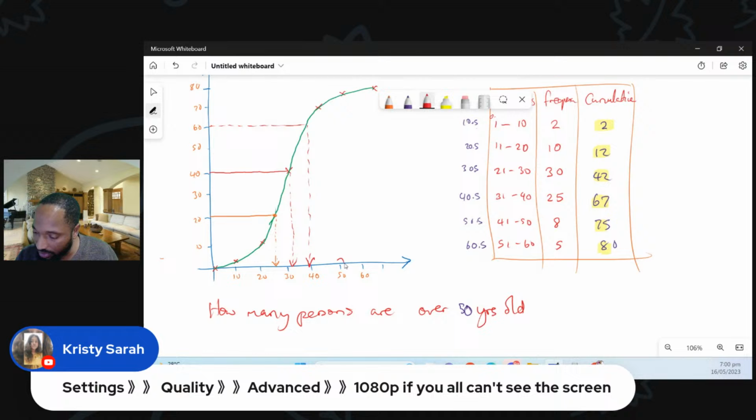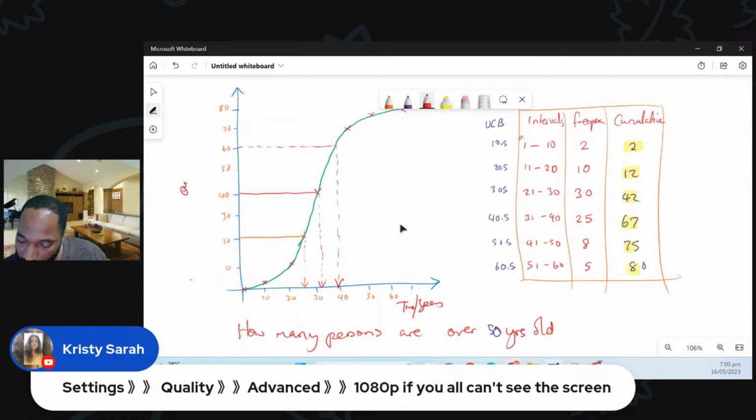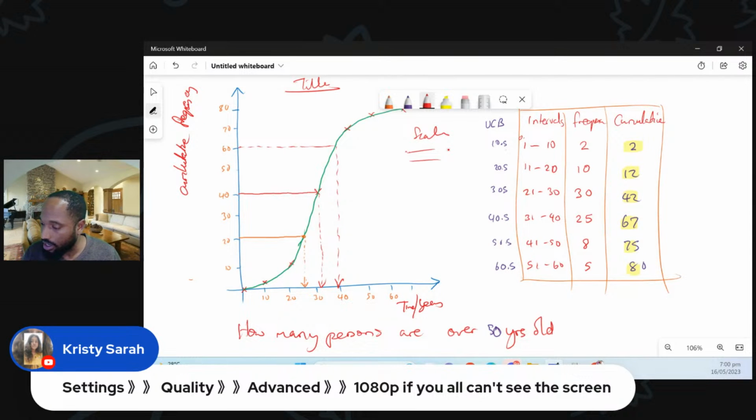So I need to find 50 on the x-axis, because this is the time in years, or the age in years. And this is the cumulative frequency. You put your title here: graph of cumulative frequency against age, and then you put a scale based on what you do.